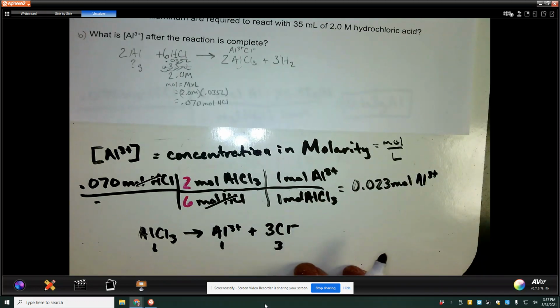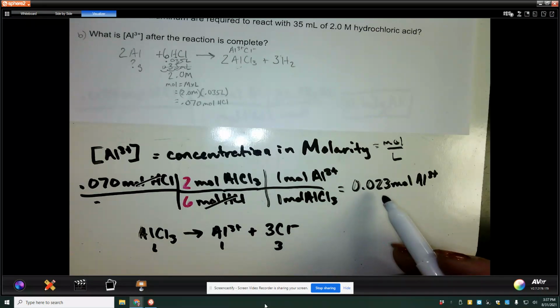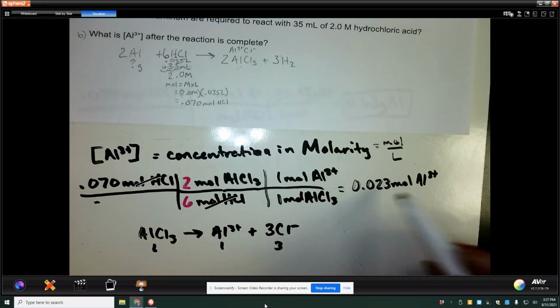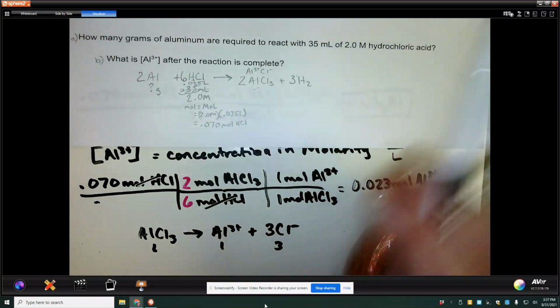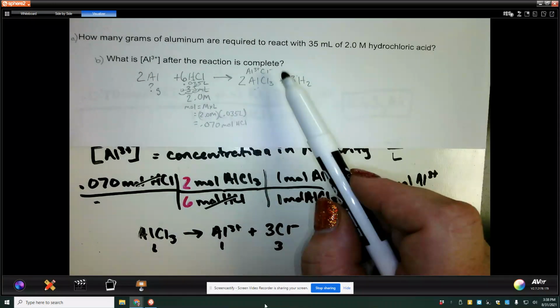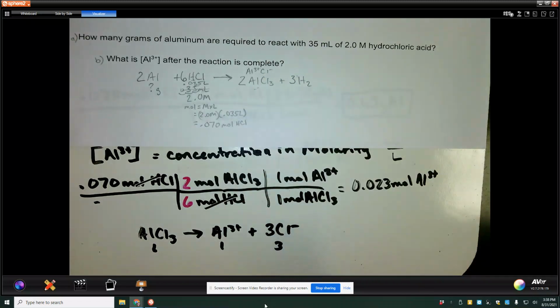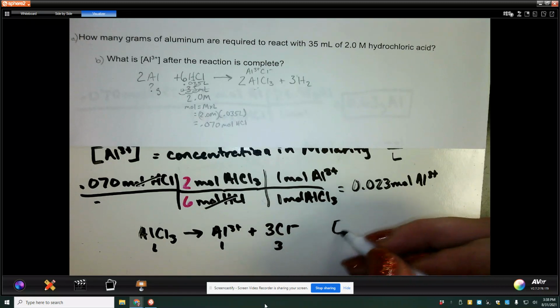But that doesn't quite answer the question because molarity is moles divided by liters. So in this case, I need to divide by liters so I can get my molarity. And when we look back at the problem, we realize we've got solid aluminum, so that's not going to be any liters of solution. And we've got 35 milliliters of that hydrochloric acid. So that's all the solution that we have. At the end of this reaction, that water just didn't disappear. It's going to be there. So we're going to have 35 milliliters of solution there.